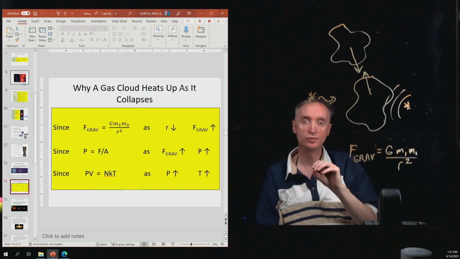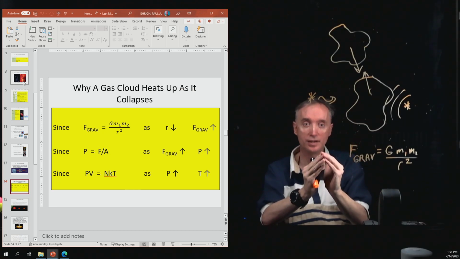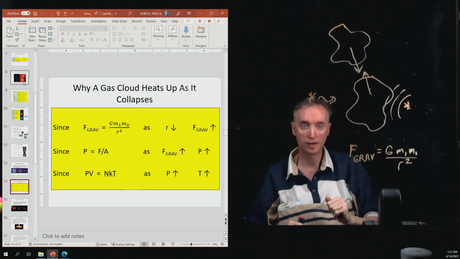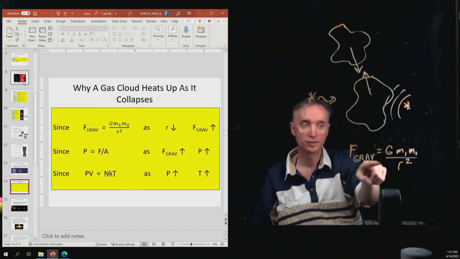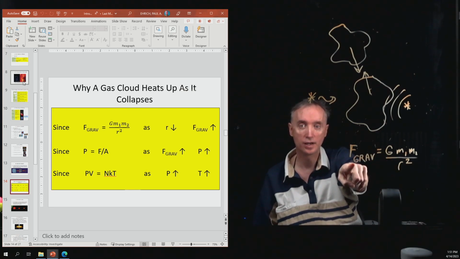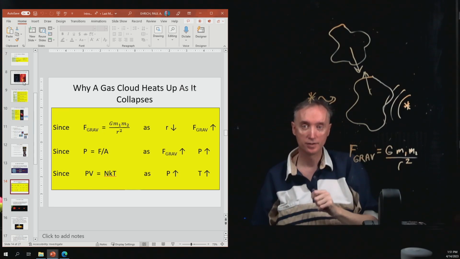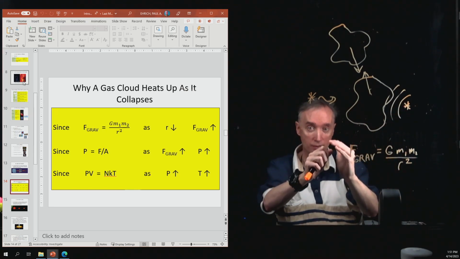Now, I want you to also know this for the exam. As the gas cloud is collapsing, it's heating up, and I want you to know why. The first reason we already talked about: as r gets smaller, F gets bigger. The second says, since pressure is force divided by area, if F gets big, P has to get big. So the pressure of the gas is increasing as it's collapsing.